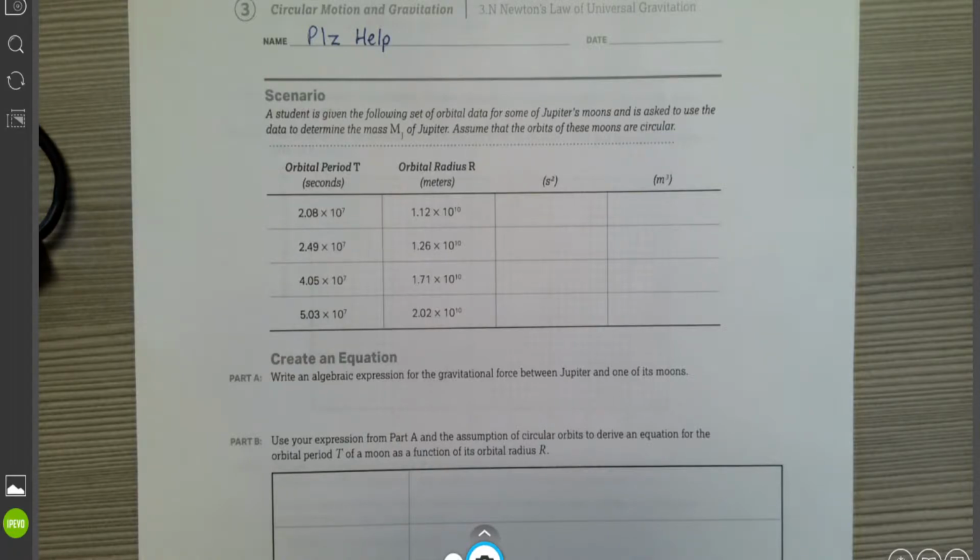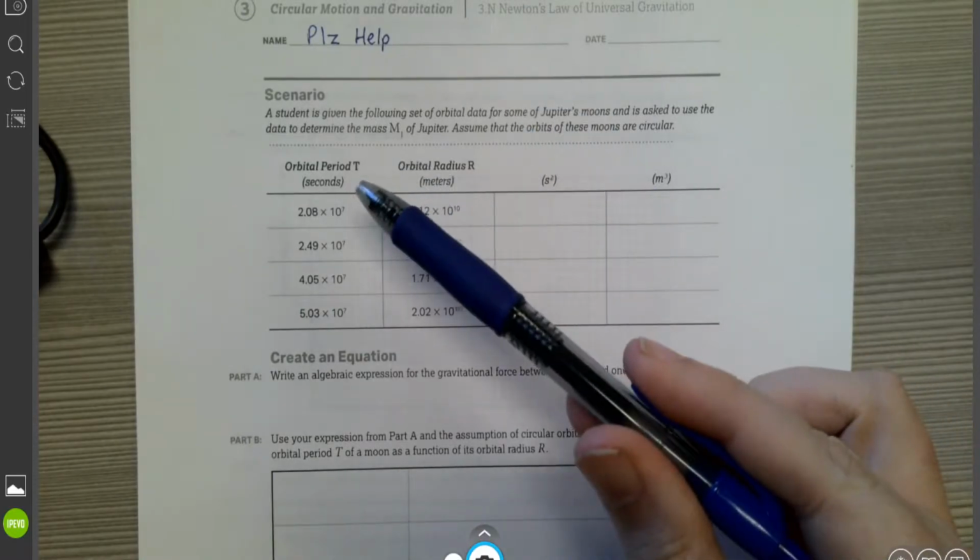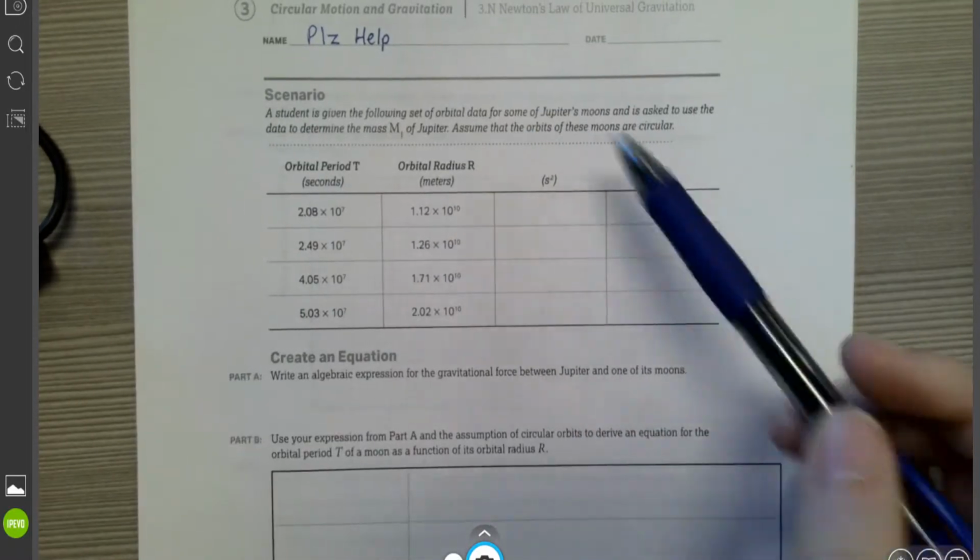A student is given the following set of orbital data for some of Jupiter's moons and is asked to use the data to determine the mass m1 of Jupiter. Assume that the orbits of these moons are circular. It gives us the orbital period T in seconds, and the orbital radius r in meters. The first thing it wants us to do is calculate T squared, in seconds squared, and then r cubed, in meters cubed.